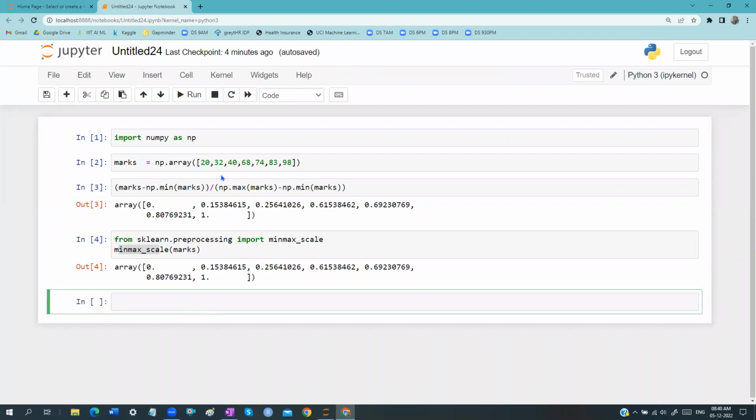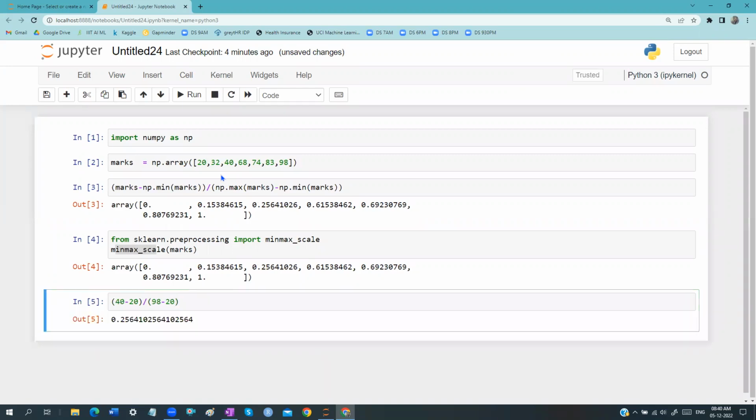Manually means, for example, 40 is there, and I want to calculate for 40. 40 minus 20, divided by 98 minus 20, because the minimum is 20, guys. If you want, we can see the numbers, guys.